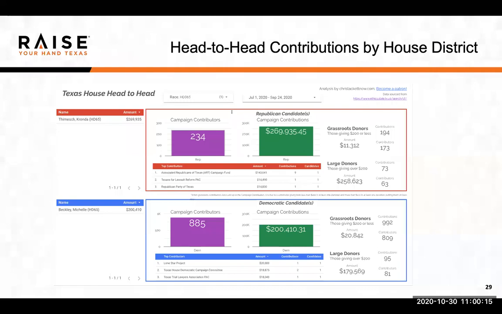And he gives a definition of grassroots donors as those giving $200 or less. So by his definition, he's saying a large donor is anyone giving more than $200. So you can see how many contributors and contributions fall in those categories.